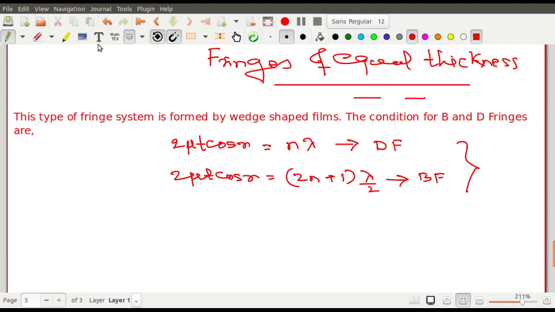What remains fixed in this system? Mu, lambda, r are fixed. Here the angle of refraction is fixed, which means the angle of incidence is fixed. Basically we incident parallel rays normally over here. In this system mu, lambda, r everything is kept fixed.